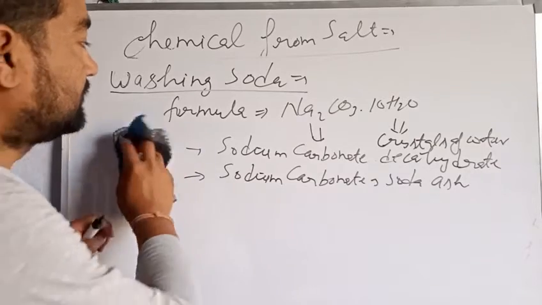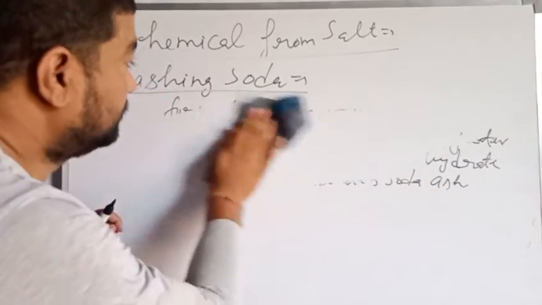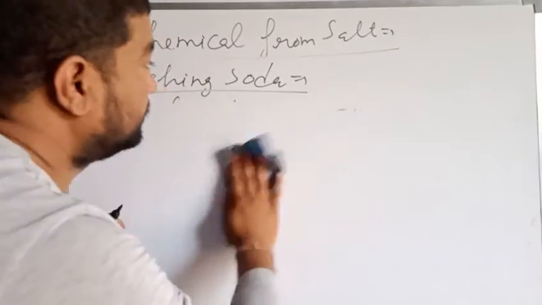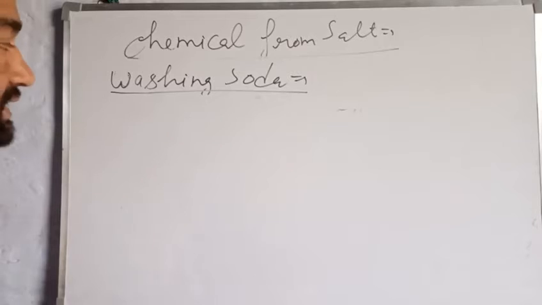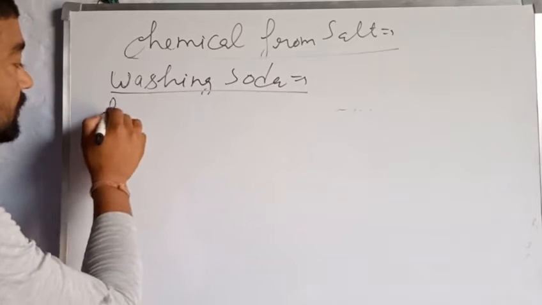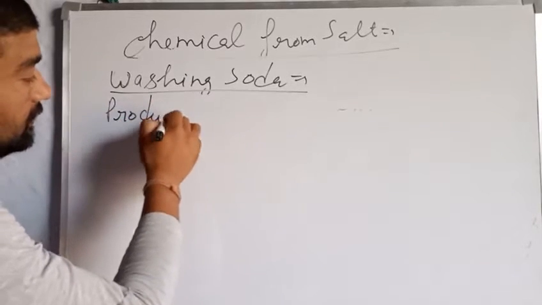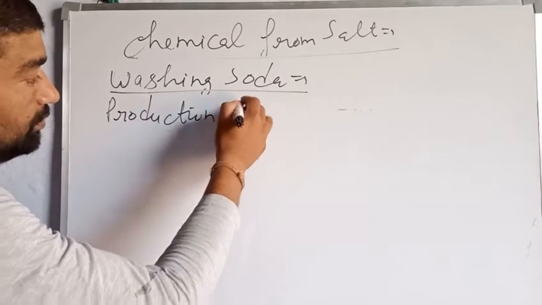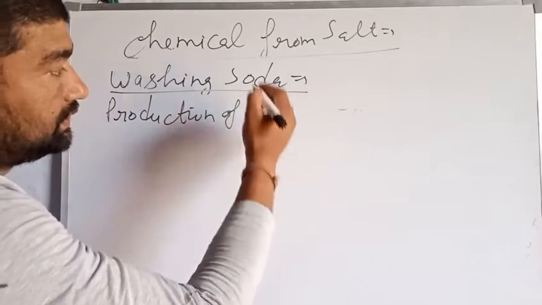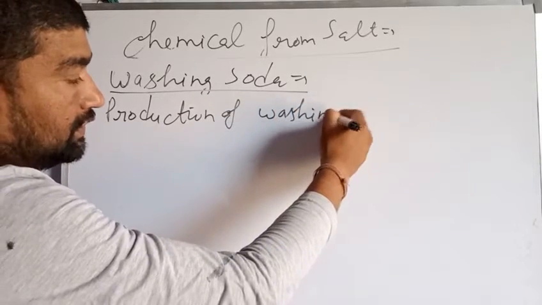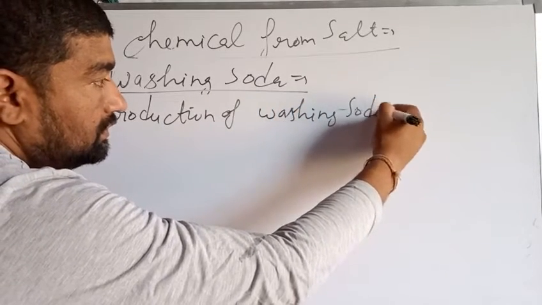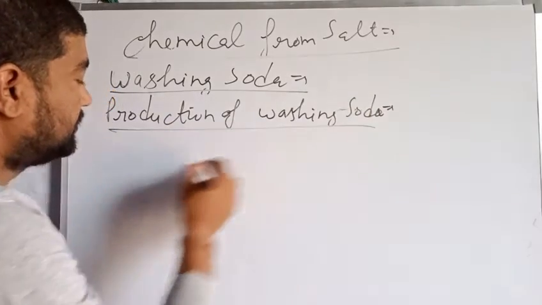Okay, so now let's start the method of preparation. How we will produce that. We are going to produce it in 3 steps. So now we are going to discuss the production of the salt which is called washing soda. Okay, so there are 3 steps.